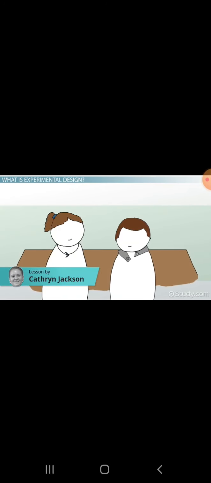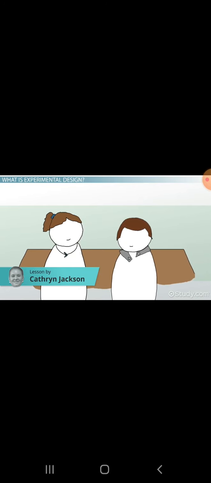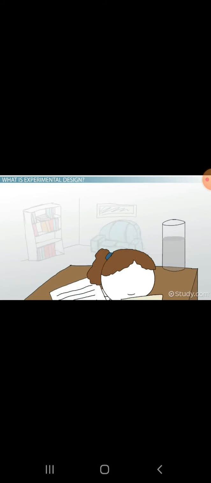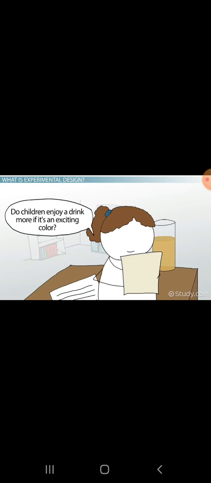Connor and Emily are working on their project for the school science fair. They want to know if children are more likely to enjoy a drink if it is an exciting color rather than a clear flavored liquid. They need to design an experiment to explore this inquiry. An experimental design is a plan for giving treatments to experimental groups and excluding control groups.